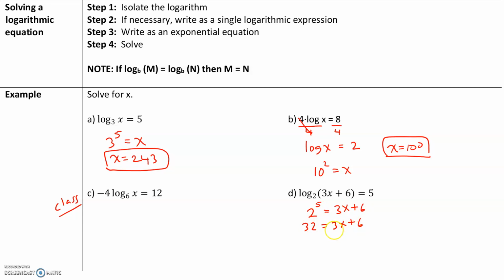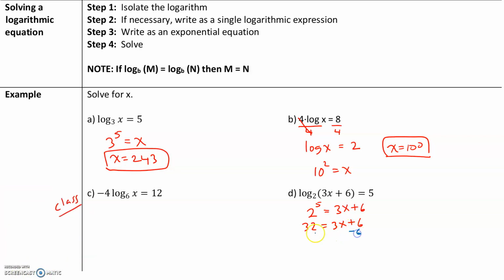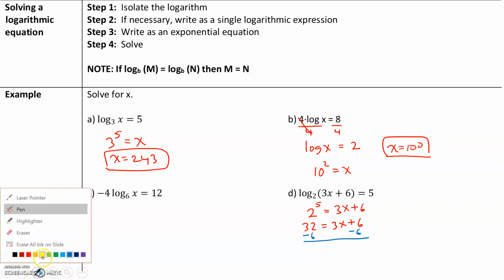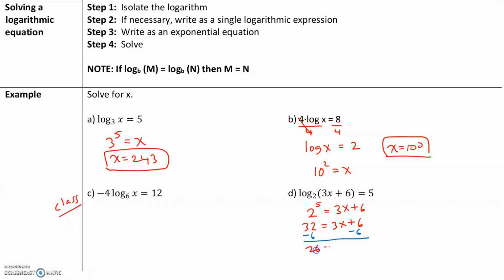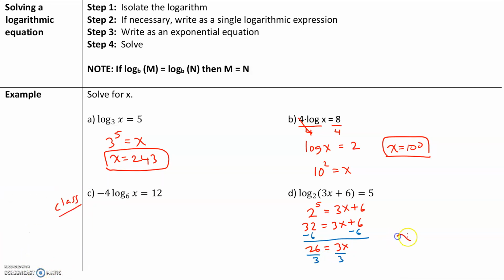We subtract 6 from both sides. And this gives you 26 equals 3x. Then we divide both sides by 3. And our answer here is going to be x equals 26 over 3.